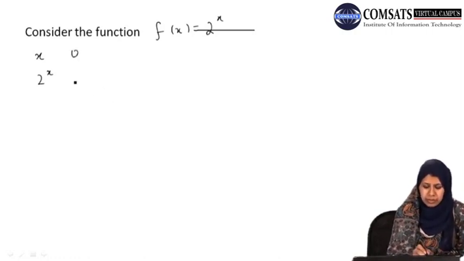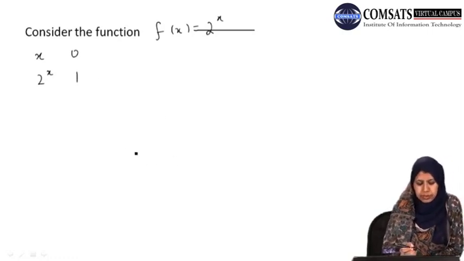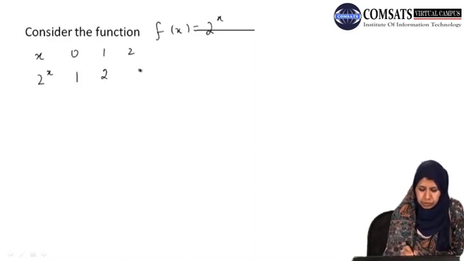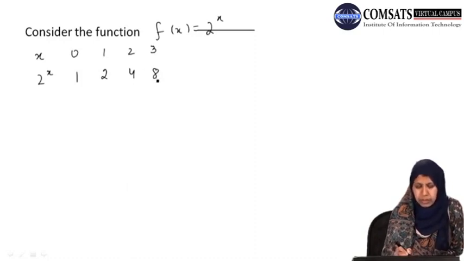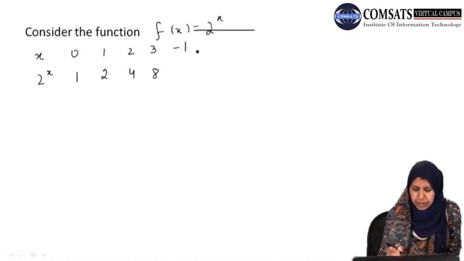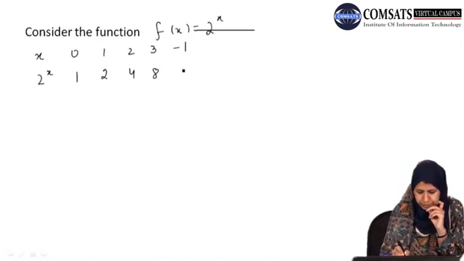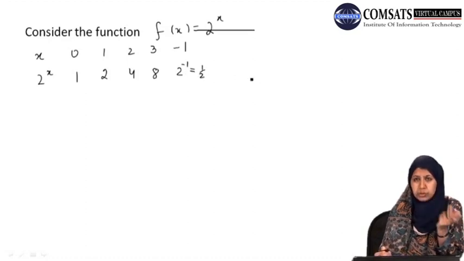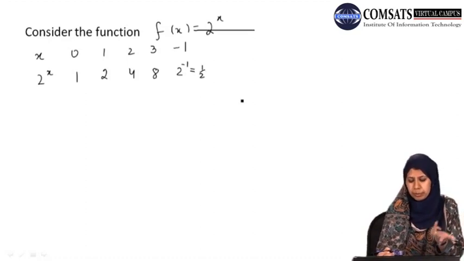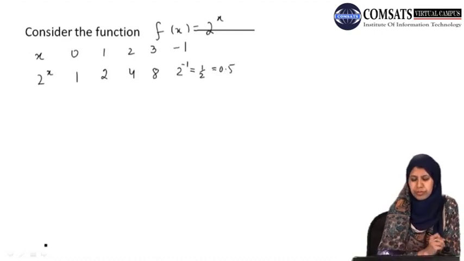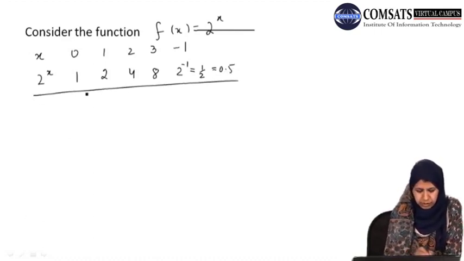If x is 0, 2 to the power 0 is 1 by the property of exponents. Whenever x is 1, we obtain 2. Whenever x is 2, 2 square is 4. In the case of 3, 2 cube is 8. And now some negative powers. Whenever x is minus 1, we obtain 2 to the power minus 1, which is 1 over 2, since we can replace the negative power by a positive one, and this is 0.5.